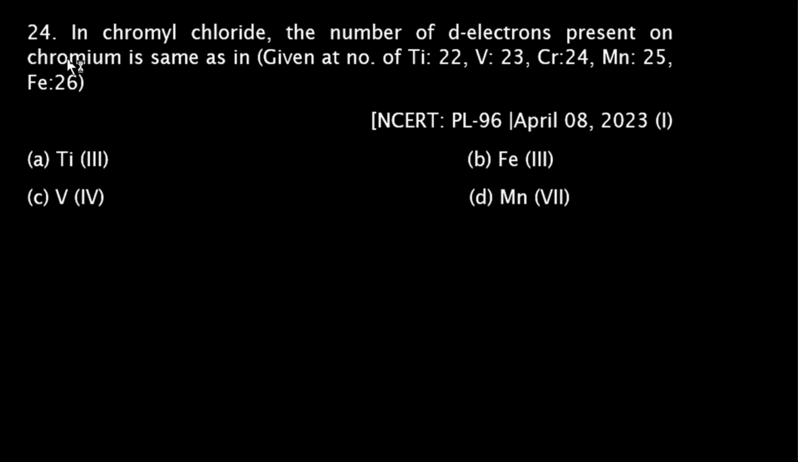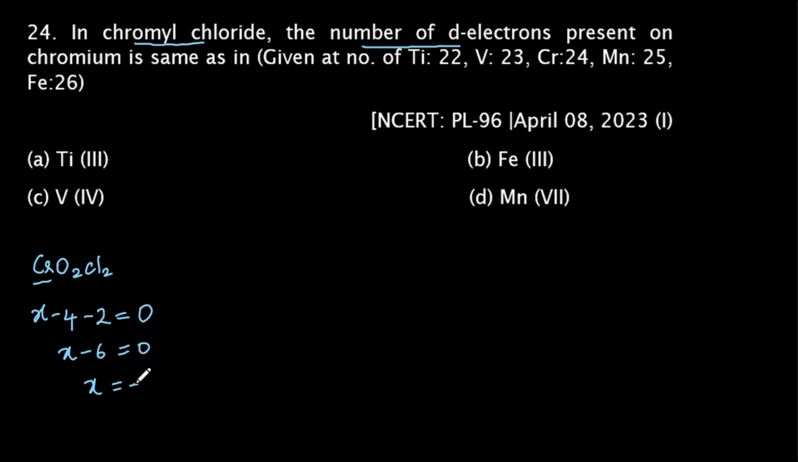The next question is, in chromium chloride, the number of d electrons present on chromium is same as in chromyl chloride. Formula is CrO2Cl2. To know the number of d electrons, you have to know the oxidation state of chromium. So let us keep that as X. We know the oxidation state of oxygen is -2, and 2 oxygen atoms are there. So -2 into 2, -4. Then the oxidation state of 1 chlorine atom is -1. 2 atoms are there, so -2. And the whole compound is neutral, so everything equal to 0. X minus 6 equal to 0, X equal to +6. So the oxidation state of chromium is +6.